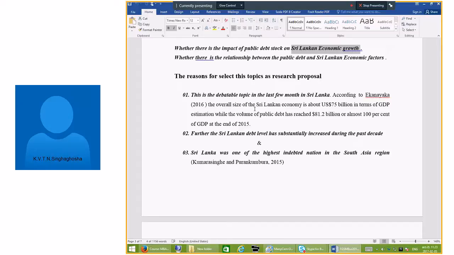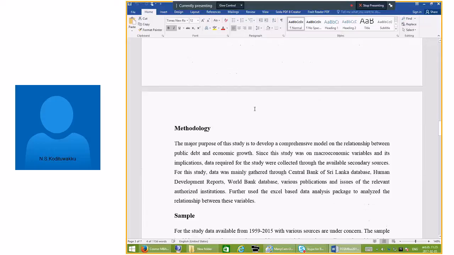The reason for selecting this topic is that it has been a debatable topic in the last few months in Sri Lanka, and further, Sri Lankan debt level has substantially increased during the past decade, and Sri Lanka was one of the highest indebted nations in the South Asia region. That's why I have selected this topic.